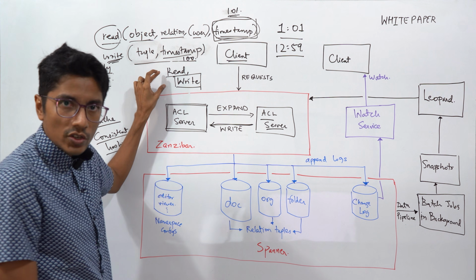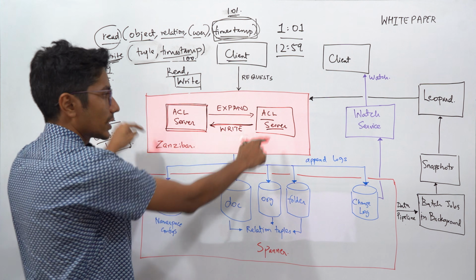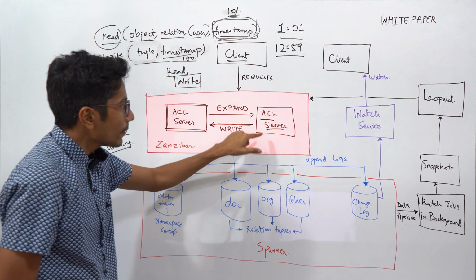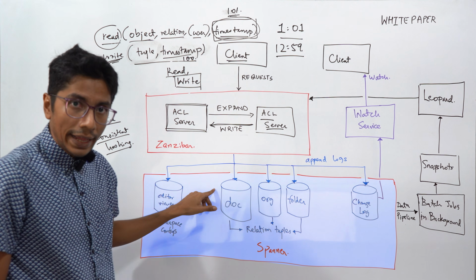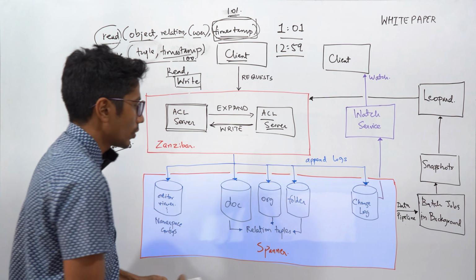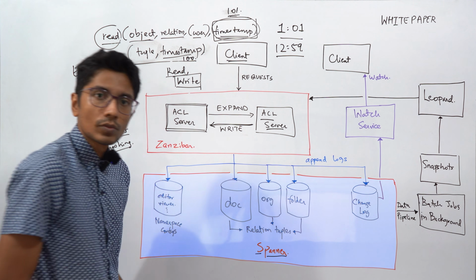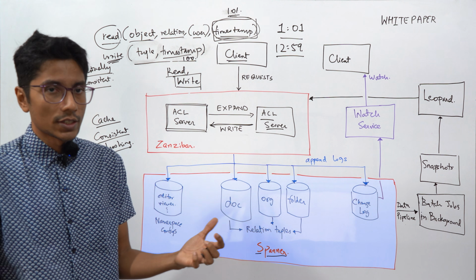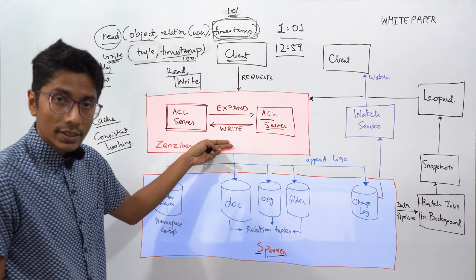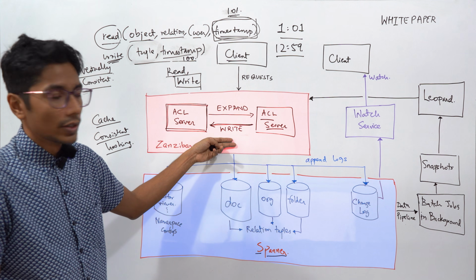Now, when these read and write requests hit the Zanzibar system, the red box here, then internally it can manipulate its state and persist it in a data store. The data store for Zanzibar is Spanner. You might have heard of Google Spanner. It's a highly consistent, highly available system. It's partly the reason why Zanzibar itself is highly consistent and highly available.